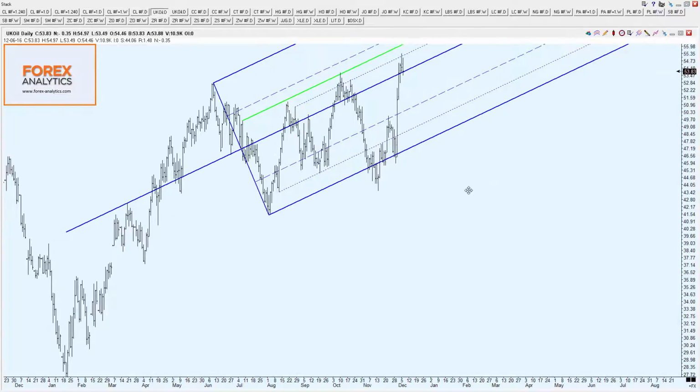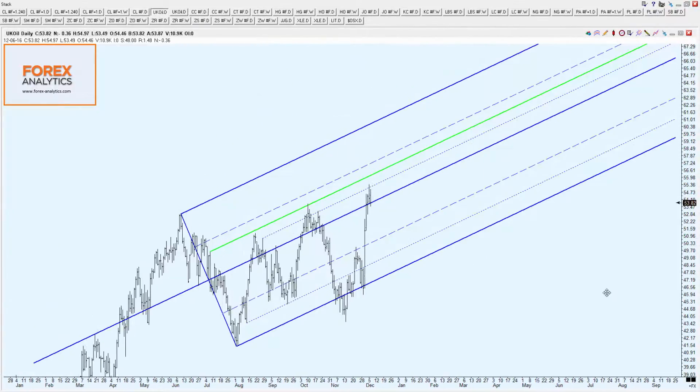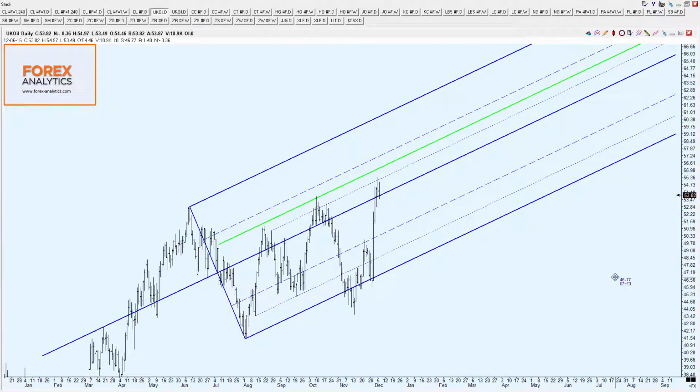Oil futures is often paired up with Brent futures. Brent is UK oil. We've seen a similar pattern here. You can see price finding a little bit of support. We dipped beneath the lower parallel, but started moving to the upside. Again, as we moved up, we found our support across here.